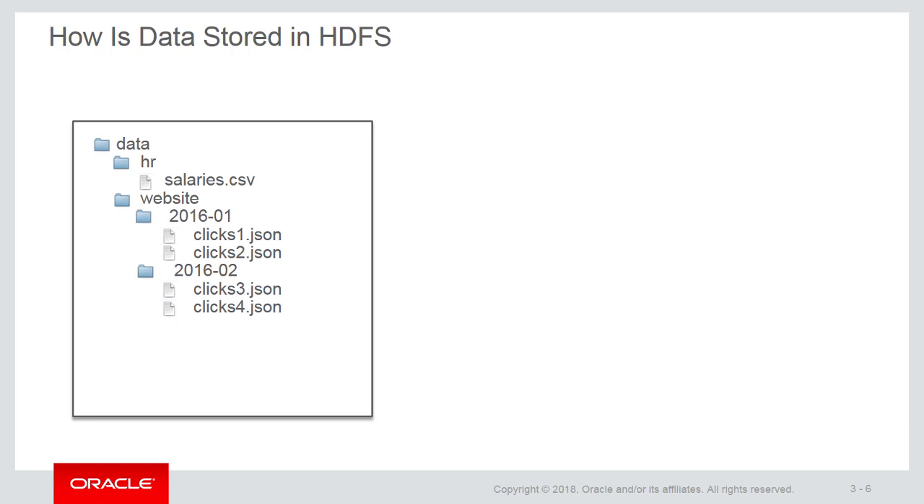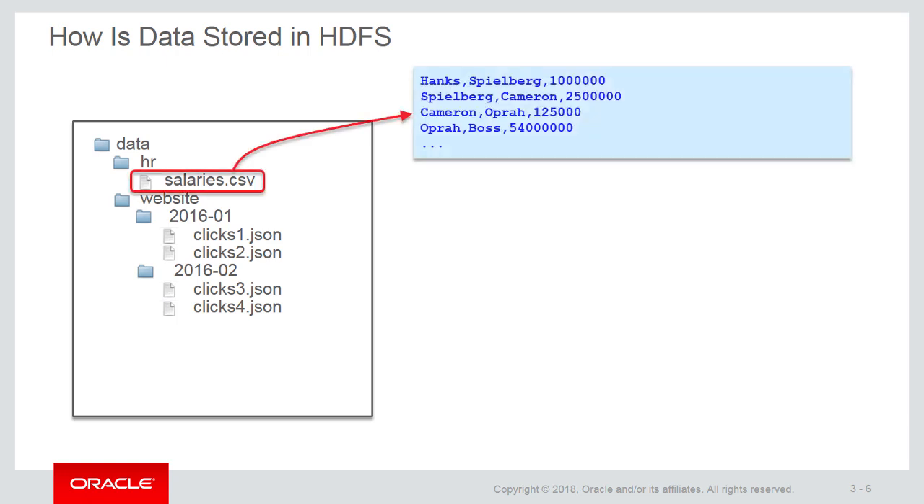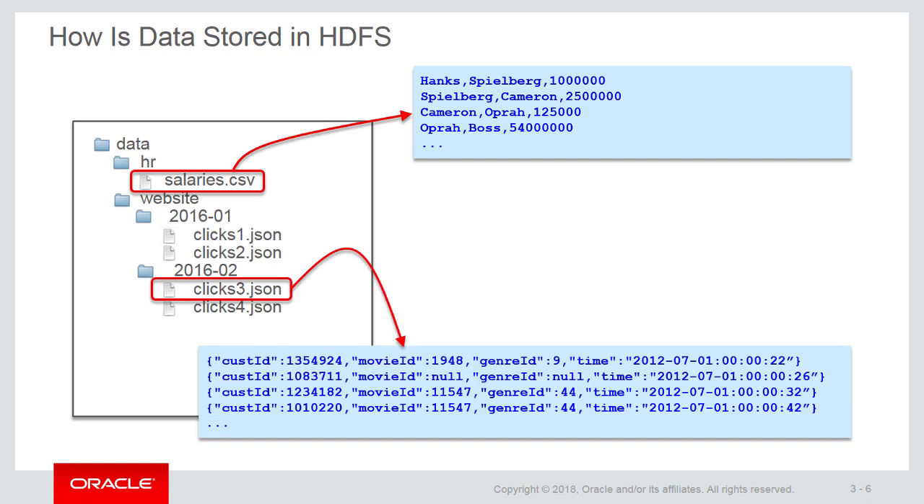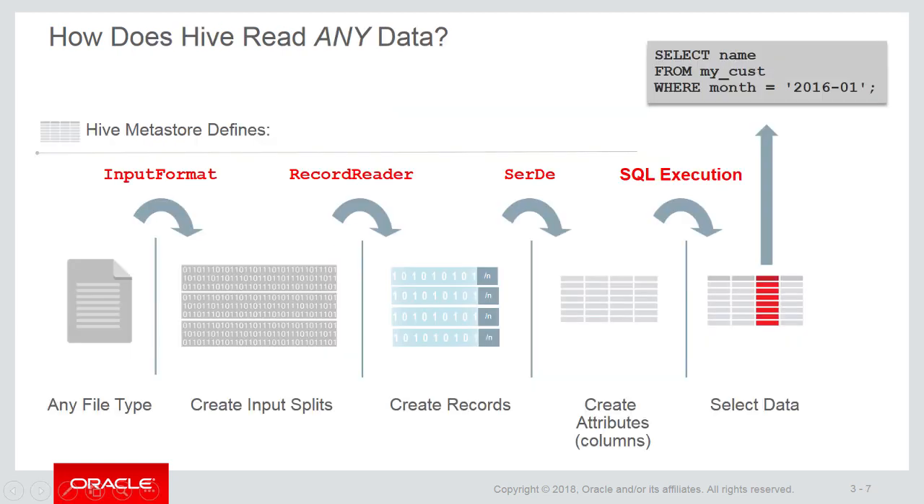Earlier, we said data is stored in files and is organized into folders and that the files can be of any type. Here's an example where we have 2 kinds of files. Salaries.csv, which is a comma-separated values file, and it contains salaries data. And click3.json, which is a JSON file, and it contains the movieplex click data. Hive has a framework that enables you to query any type of data. As long as you have the programs or Java classes that can read and interpret the data, you can process it with SQL.